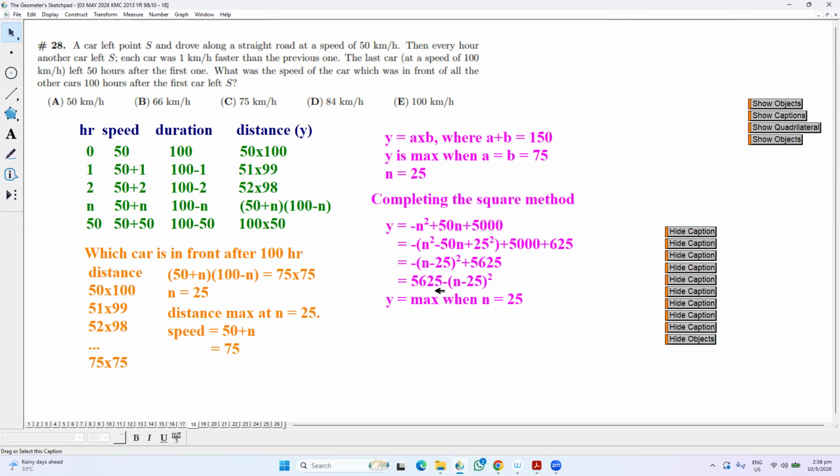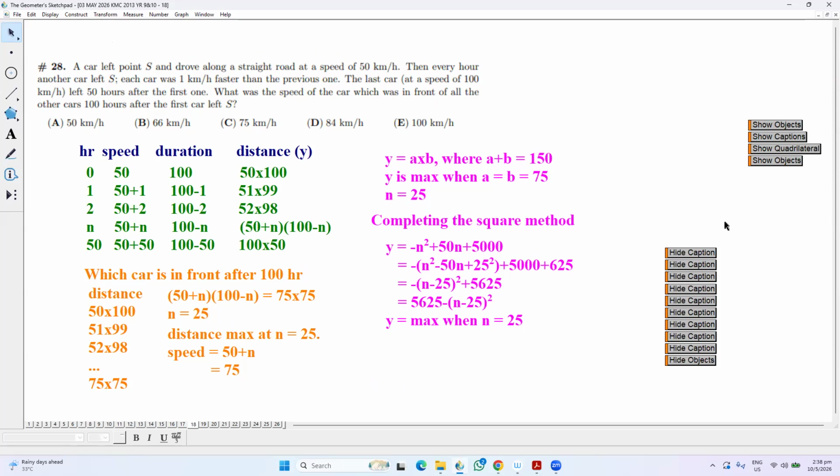This is a perfect square. So always subtract from 5625. That means 5625 or less. If you subtract 0, then it's maximum. If not, we subtract more, then it's not maximum already. So subtract 0 means when n is 25, y is maximum. So this is the way to show the maximum value. This one is from experience. But the objective, of course, we want fast. That's why I must also talk about experience.